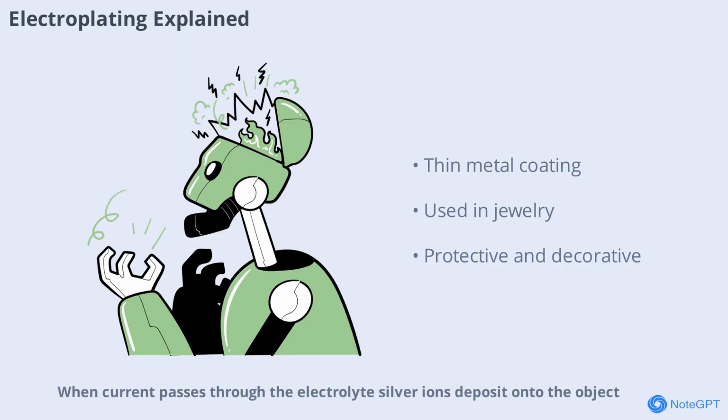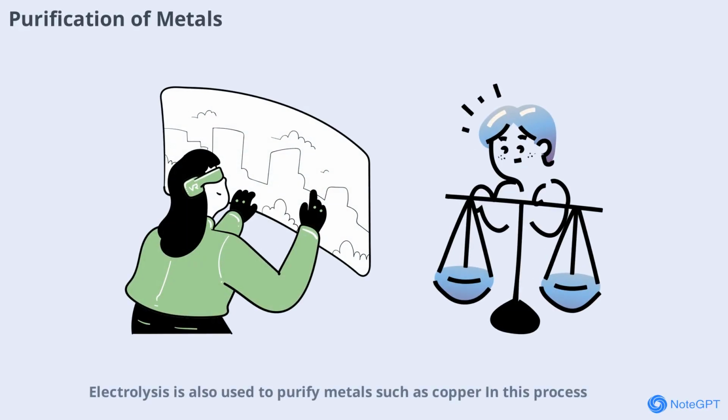When current passes through the electrolyte, silver ions deposit onto the object, creating a shiny protective coating. Electroplating is widely used in jewelry, cutlery, and electronics industries. Electrolysis is also used to purify metals such as copper.